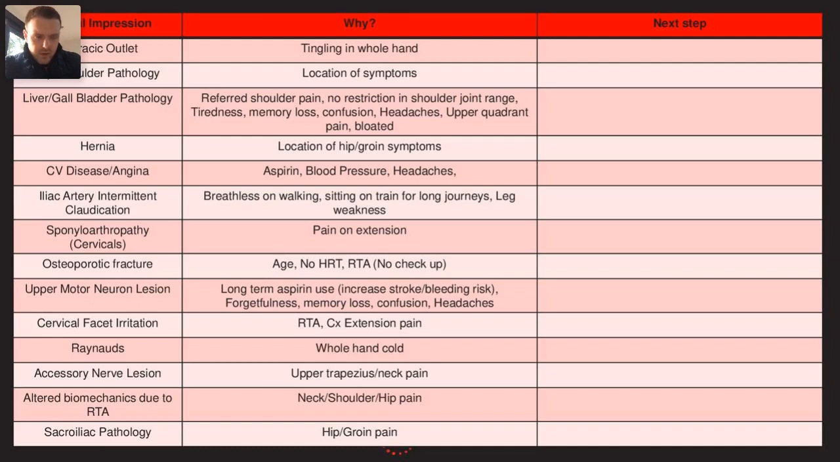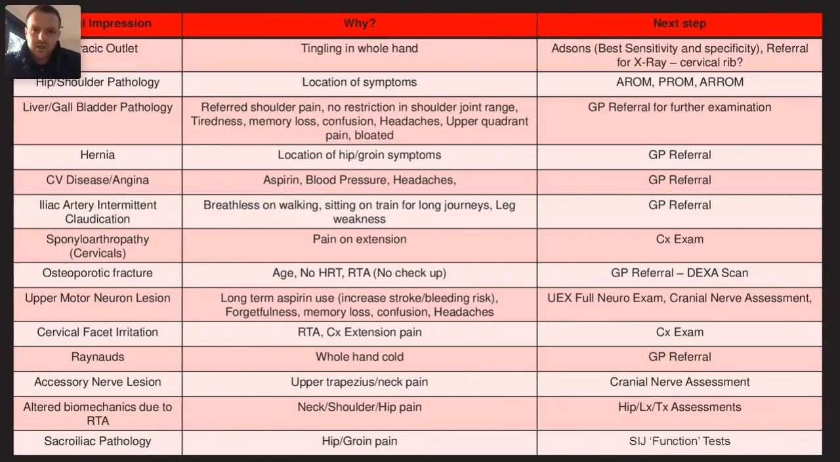So on the left were the clinical impressions, and again, like I said, not an exhaustive list. You may have come up with others as well, which is great, but then you have to justify why you've chosen those. Okay, and then the next thing you have to do is work out, well, what the heck do I do? So you then have to work out, well, what can I test in the clinic?